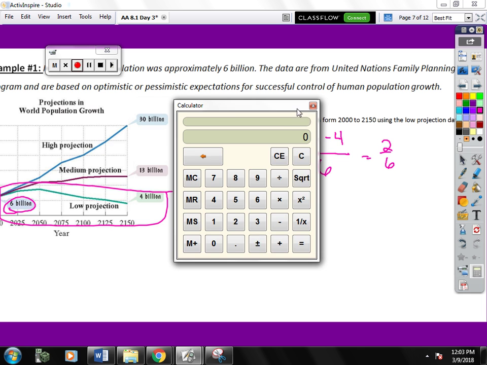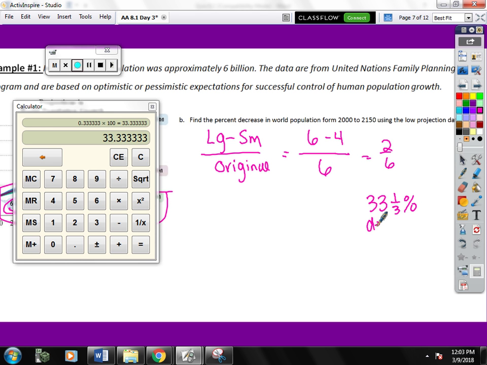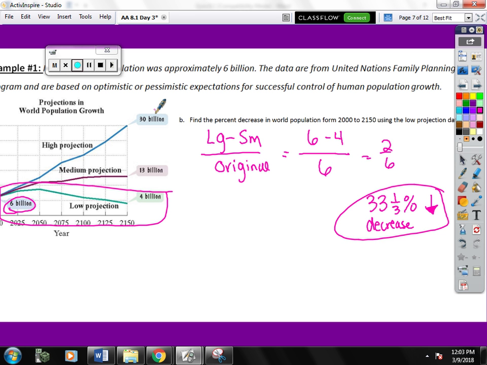And we can take our calculator. We should know that's 1/3, but 2 over 6 gets me 0.3 repeating. And then again, I have to multiply that by 100 to get it in a percent. So this should be approximately 33%, or we could even put 33 1/3% if you want to be accurate. And this would be a decrease. The only way you can really screw it up is if you put the wrong number in the denominator.